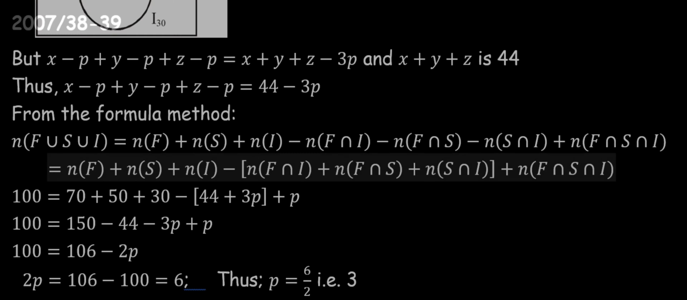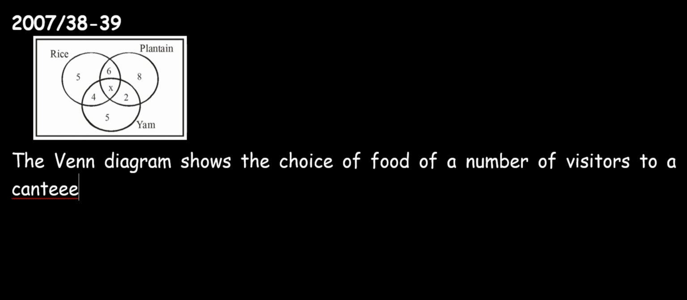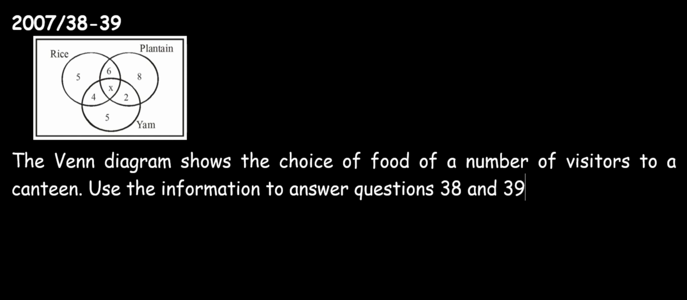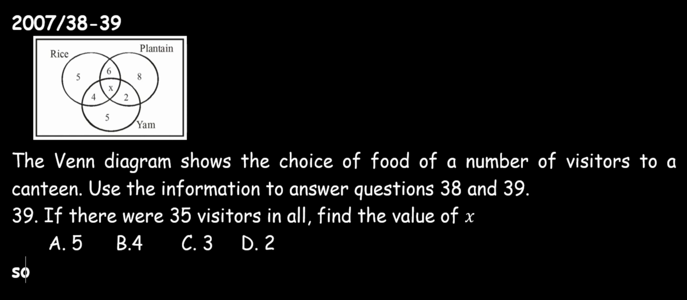Another example. Next, we have the Venn diagram. The Venn diagram shows the choice of food of a number of visitors to a canteen. Use the information to answer questions 38 and 39. If there were 35 visitors in all, find the value of x. The options are given. Solution.